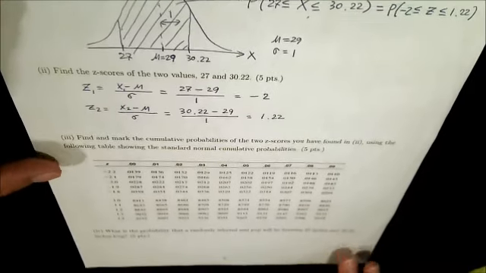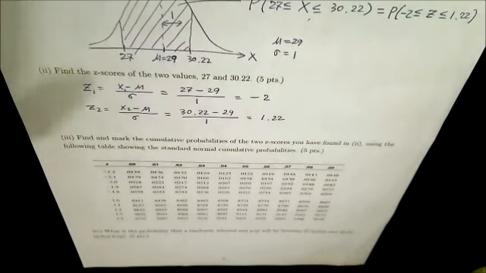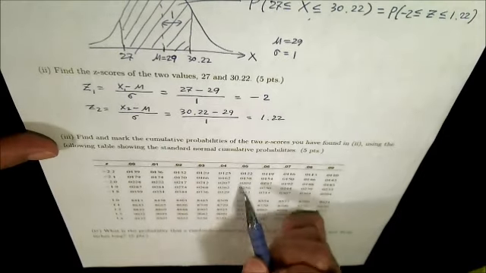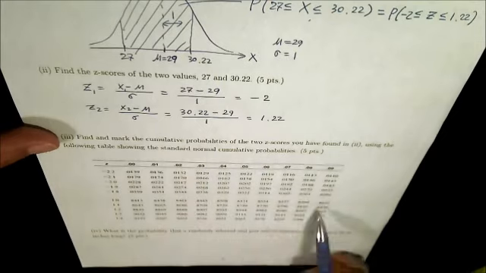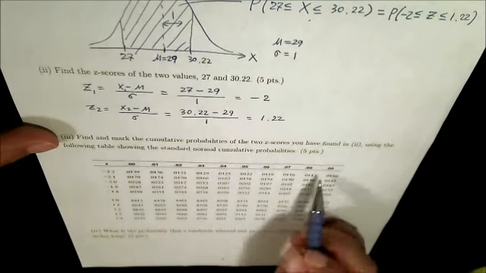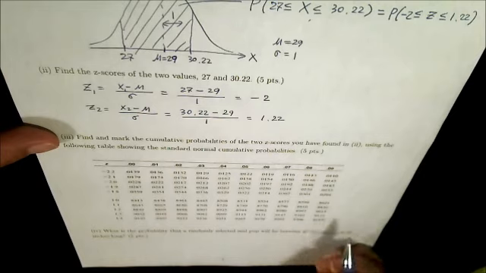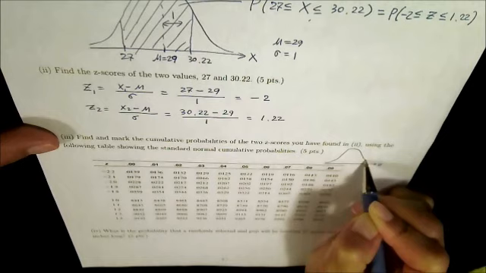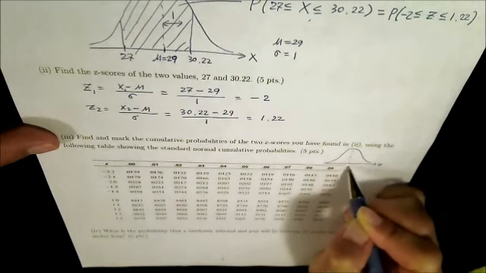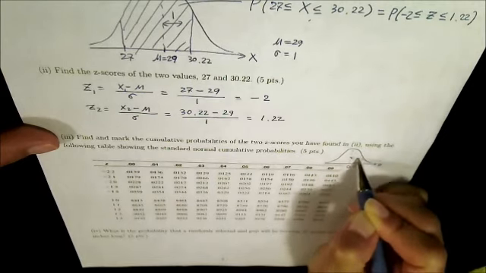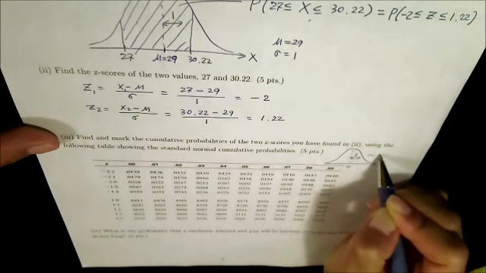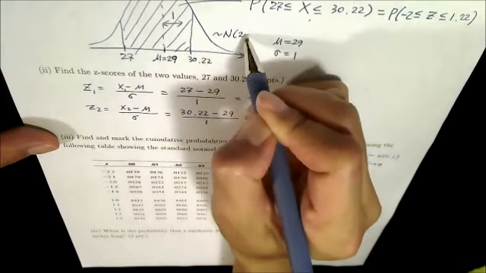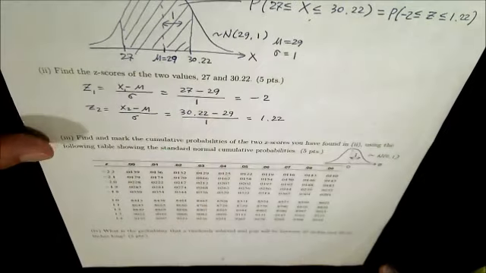Okay, now let's find the probability. But we have to make sure that this table gives you the cumulative probability of the standard normal distribution, meaning that if you have your z-score here, the center must be 0 and the standard deviation 1, right? So it follows a normal distribution with mean 0 and standard deviation 1. Well, this one follows a normal distribution with mean 29 and standard deviation 1, right?